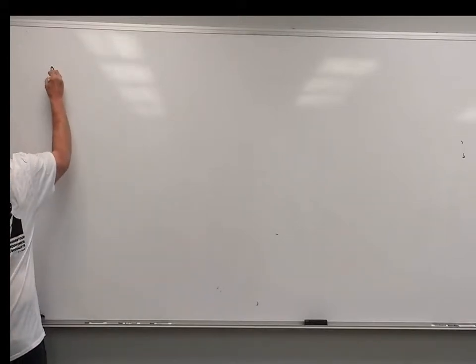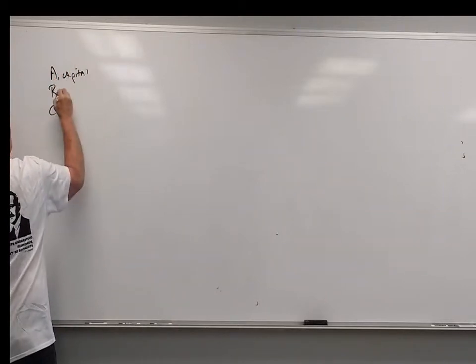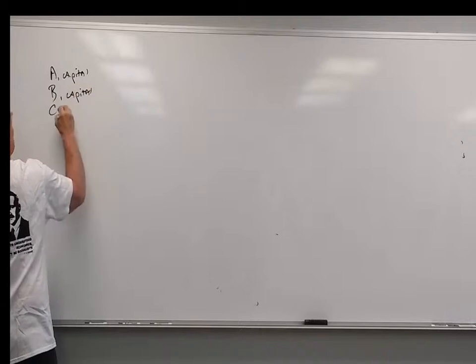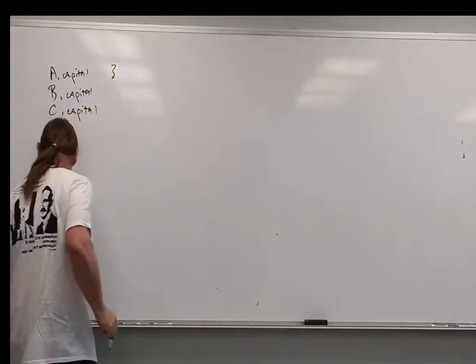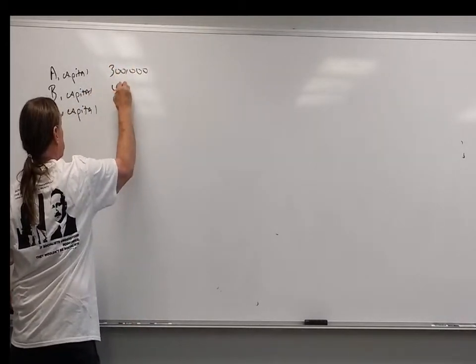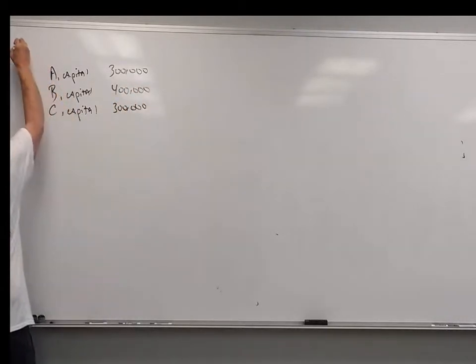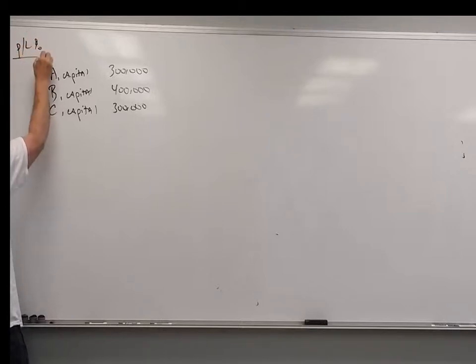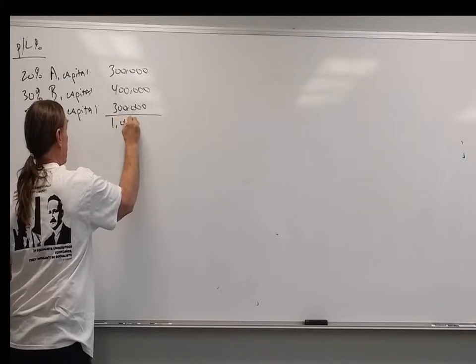So again, let's have the ABC partnership. And let's say they've got capital balances of 300,000, 400,000, and 300,000. And they share profits, profit loss percentage, 20%, 30%, 50%. Total net assets, $1 million.